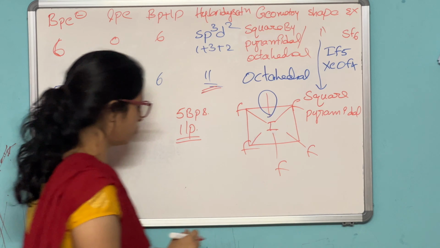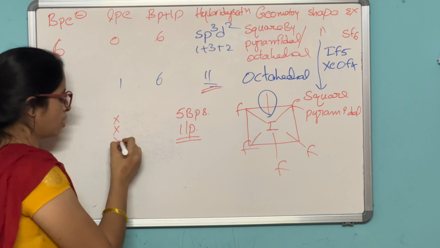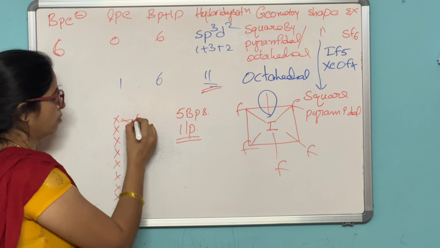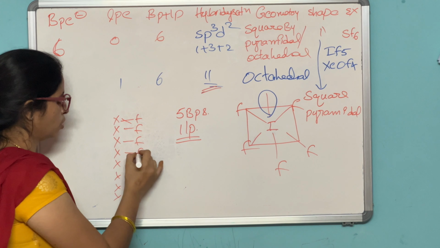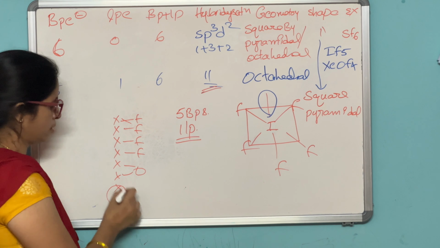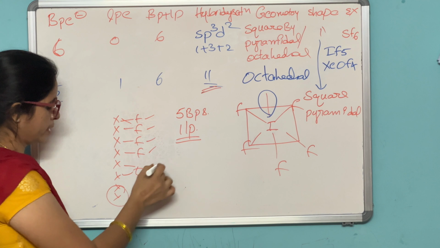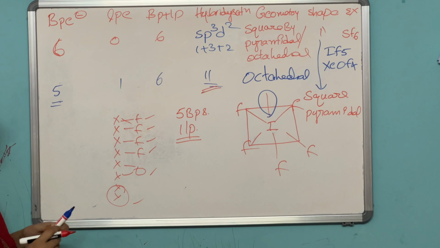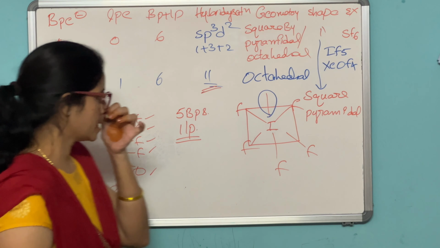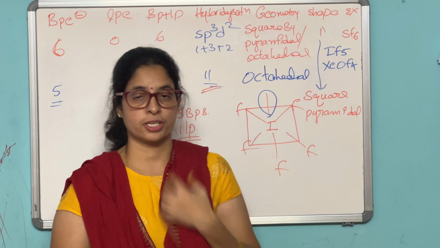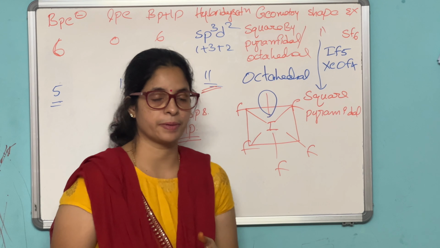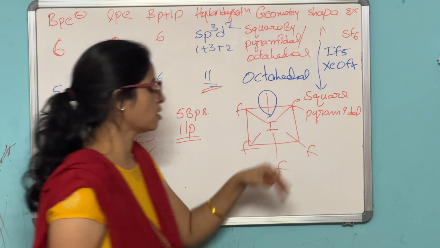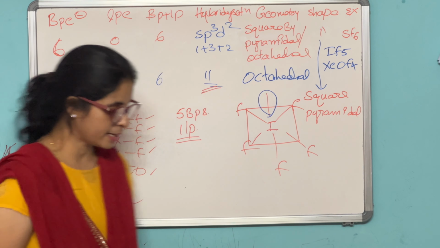For XeOF4 also you calculate: xenon 8th group, 4, 5, 6, 7, 8. 1, 2, 3, 4, 5, 1 lone pair. 1, 2, 3, 4, 5, 6. Altogether 6 with 1 lone pair. Okay, 5 plus 1, 6. Same, square pyramidal. The shape is square pyramidal. And the geometry is octahedral. Sorry. Next one.